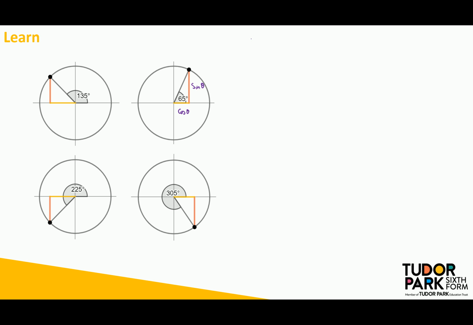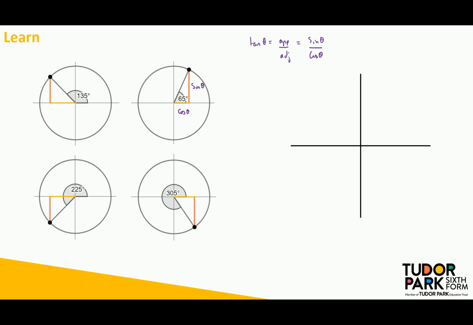Something that we haven't talked about so far is how we work out tan of an angle. Tan of an angle is always the opposite side divided by the adjacent side. So in this case, the opposite is sine theta and the adjacent is cosine of theta. We will look at this in more detail later, but it's important that we remember that tan of theta is sine theta divided by cosine theta. Now, why are we doing this?